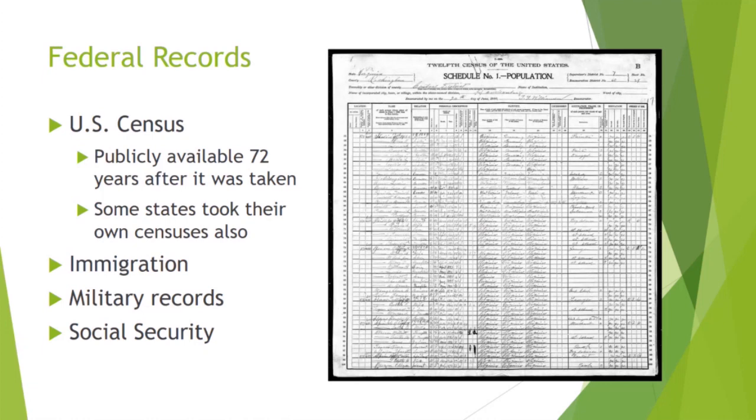And then Social Security, you will find both application records and the death index. So that can be helpful for finding a more recent ancestor's death date, which can help you then find more information. Keep in mind that Social Security numbers were issued starting in 1936, so no one who died before then would have one.